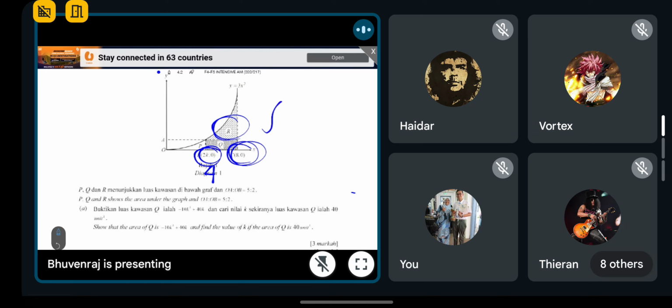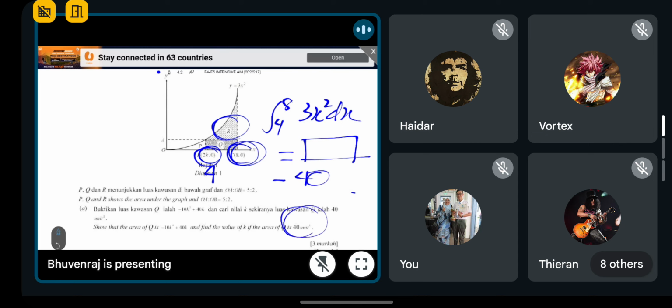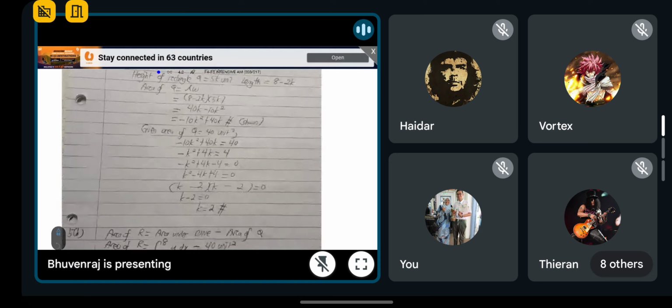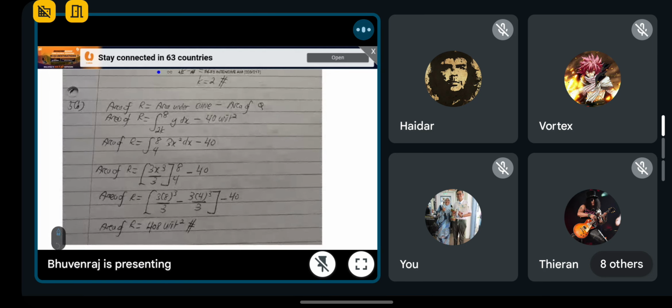So it's integrate 4 to 8. Sorry, wrong. 8 to 4, 3x square dx. Then you will get a value. Then you minus with this answer. Tolak dengan 40. Then you will get the answer. Okay, this is the concept. So the working like this. So part B is this one.